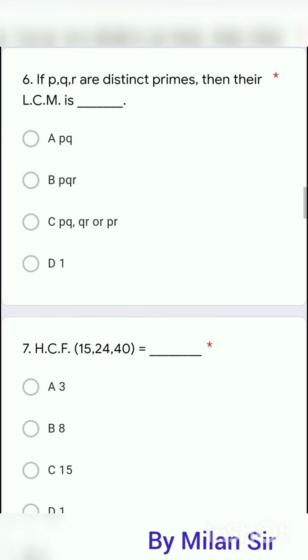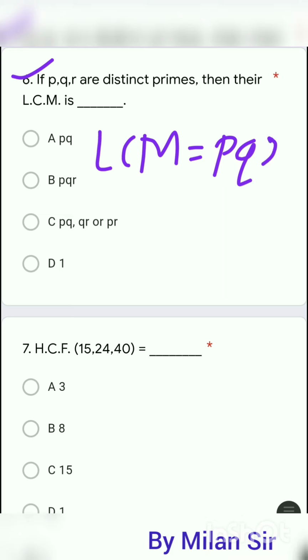Then number 6, if P, Q, R are distinct primes, then what is their LCM? Distinct primes means different primes. That means they do not have any common factor, right? So directly we can say that LCM is equal to P multiply Q multiply R, because if they do not have any common factor, so every number we need to take here for the LCM. So our answer is B, PQR.